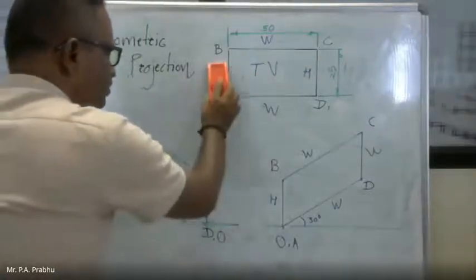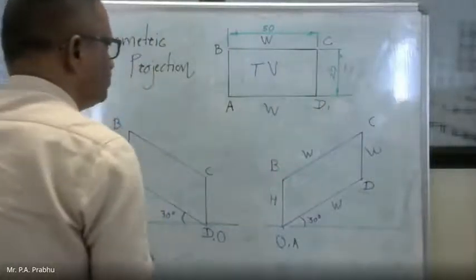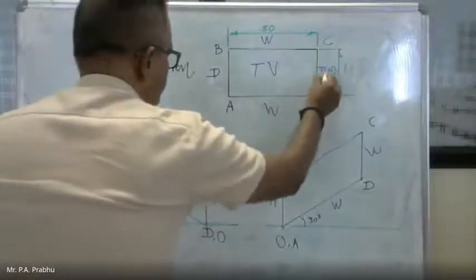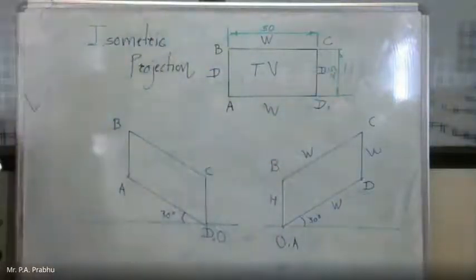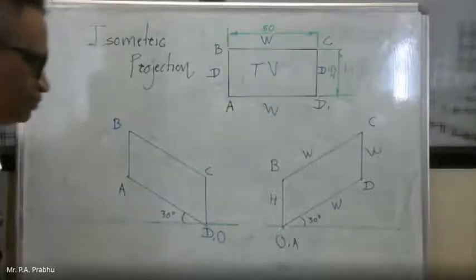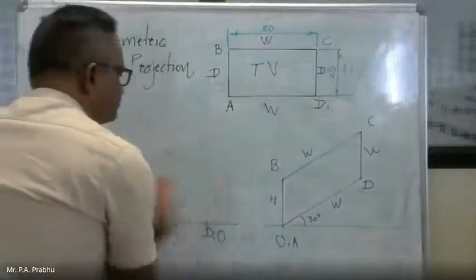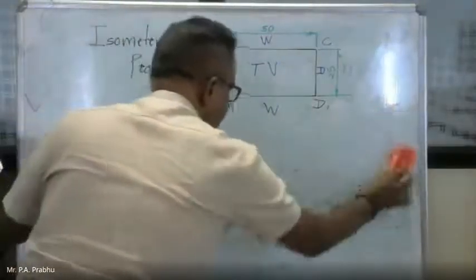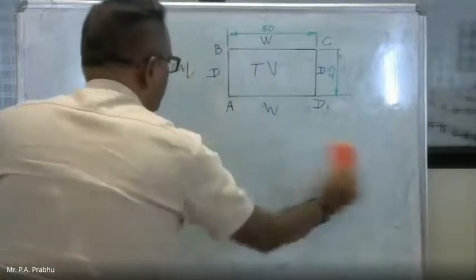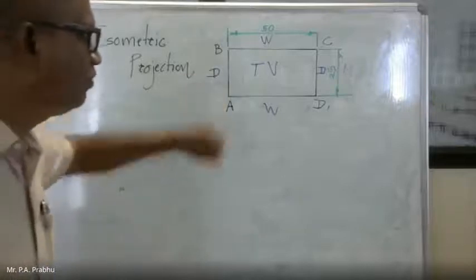Here this will not be the height dimension. If this is the width, then this will be the depth, because this plate doesn't have height or thickness. How to draw? So this is the top view of a plate.